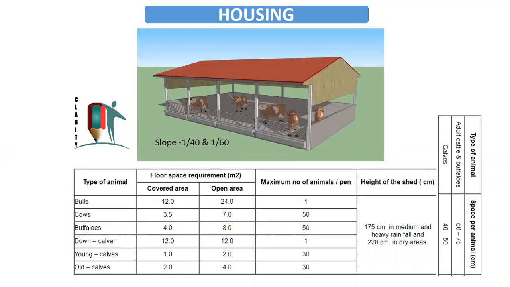So if we see in general terms, what is the floor space required? The floor space required is divided into two categories, that is your covered and open areas, ठीक है। The shed can be covered or open, however you are keeping the animals, it depends upon you. तो बुल्स के लिए देख लीजिए कवर्ड एरिया में 12 है, ठीक, इसका डबल हो जाता है ओपन एरिया, बिकॉज इन ओपन एरिया यू हैव मोर स्पेस, यू हैव मोर फ्लेक्सिबिलिटी, तो यू कैन हैव मोर एरिया.